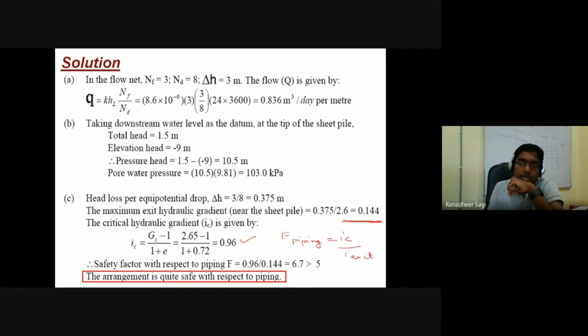If you calculate, you get the value to be 6.7, which is very much higher than 5. So I can simply say your arrangement of sheet pile is clearly ensuring the safety of your structure, whatever the hydraulic reservoir is. So it is safe against piping failure.